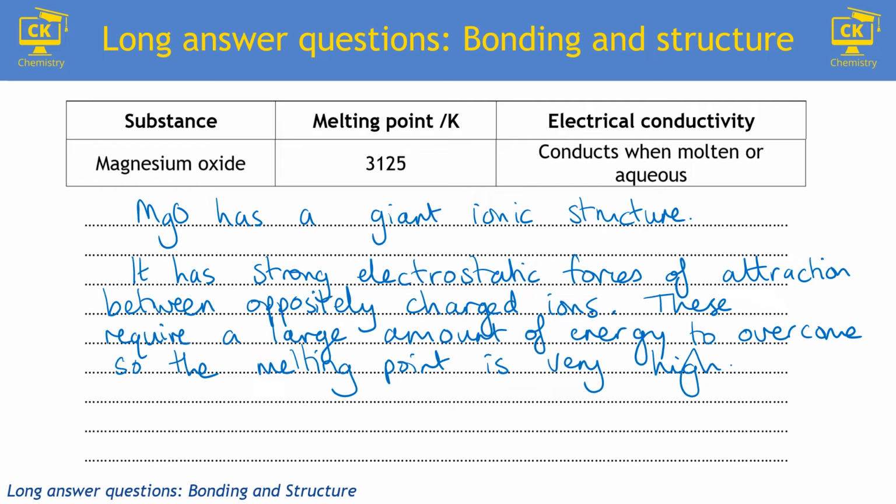Finally, though, we need to also talk about conductivity. So there are no delocalized electrons in any state unless something is a metal or graphite. So we don't want to talk about electrons, we want to talk about ions because it's an ionic substance. So we can say it conducts when molten, because ions can move and carry the charge.